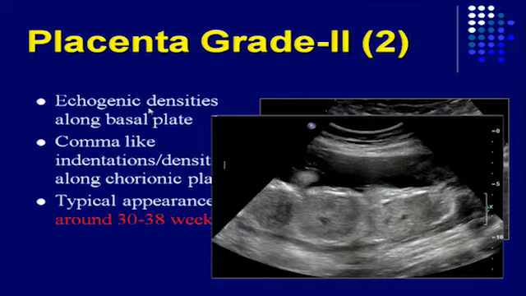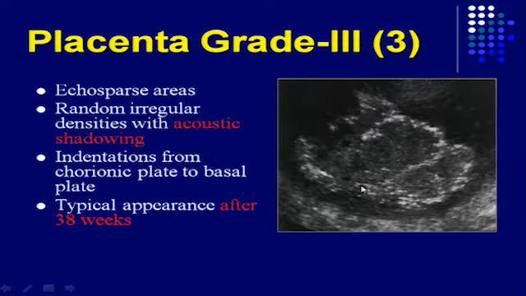And then the grade 3, now you can see how they're almost from the chorionic plate all the way to the basal plate. You have more of these calcifications. You have irregular densities, some acoustic shadowing from them, a lot more indentations, the cotyledons along the chorionic plate, and this is your typical appearance after 38 weeks.